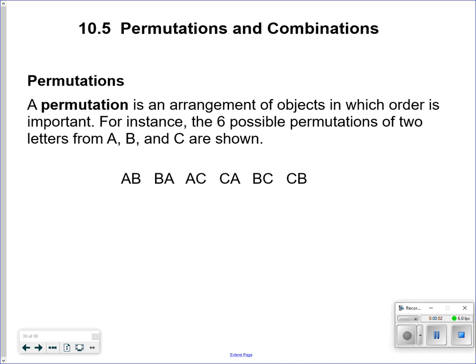All right, welcome back, Hononegah Honors Algebra 2. Section 10.5 is about permutations and combinations. This is actually one of the bigger lessons dealing with how many different ways can something occur.